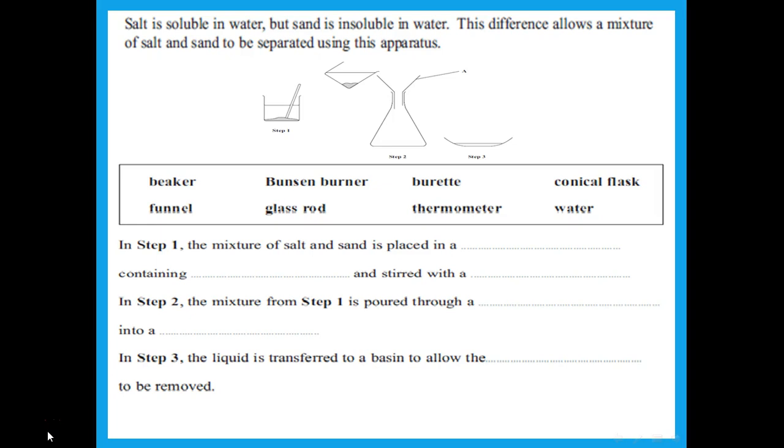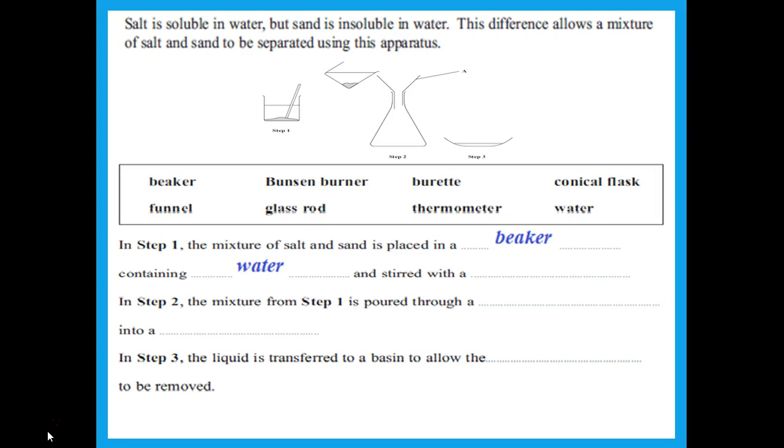Salt is soluble in water, sand is insoluble in water. This difference allows the mixture to be separated by this apparatus. So he gives you step 1, step 2, step 3, and he's saying in step 1, the mixture of salt and sand is placed in a what? What's that apparatus called? In a beaker containing which solvent? He said one of them is soluble in water and the other is insoluble in water. That means that the beaker should contain water.